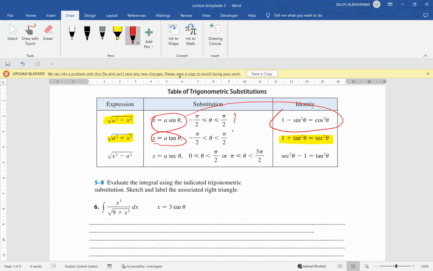And the third form is if we have the square root of x squared minus a squared. The first case is a squared minus x squared, the third case is x squared minus a squared. This is related to the identity secant squared minus 1 equals tangent squared. So we choose x to be a secant theta, where theta is in the first quadrant or the third quadrant, 0 to pi over 2 or pi to 3 pi over 2, with half open intervals, not equal to pi over 2 and not equal to 3 pi over 2.